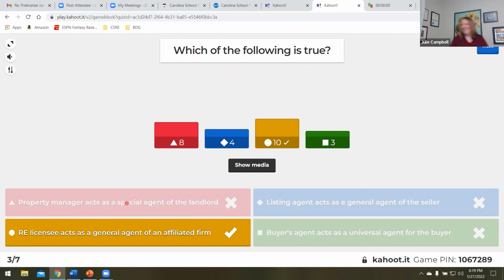Page 149, we talked about the classifications of agency. Universal is the unicorn with full power. General has some power. Special has zero power. Questions on this one?